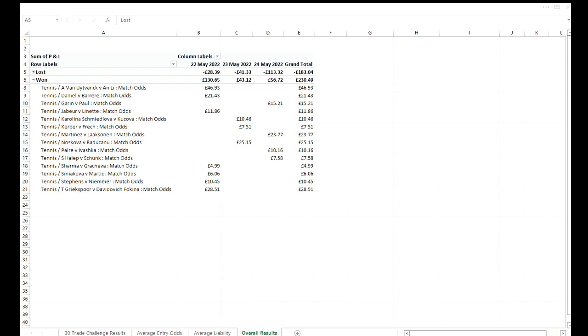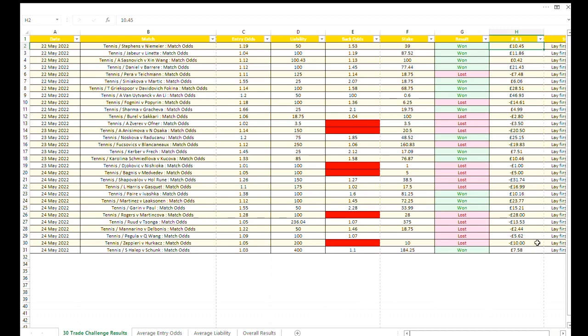And then if we look at the trades that I won, we'll see Van Utnik, that was on the 22nd, made 46. Now this I didn't cover in the videos because I didn't record this, but this was a fortunate trade. I will admit that is a fortunate trade. I think this was the one where there was a retirement, and I think I managed to just cash out very quickly before the retirement was finalized, so I locked in that 46.93. But essentially, yeah, that's the overview of the results.